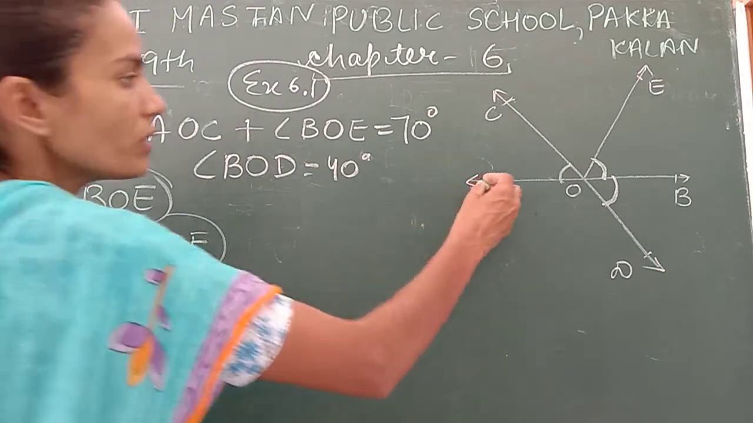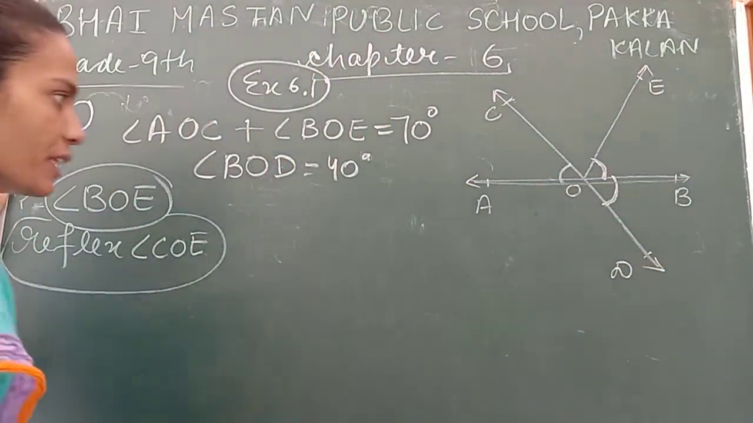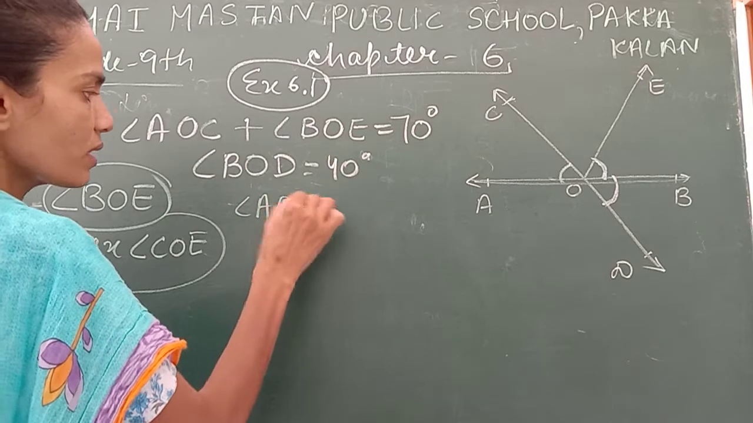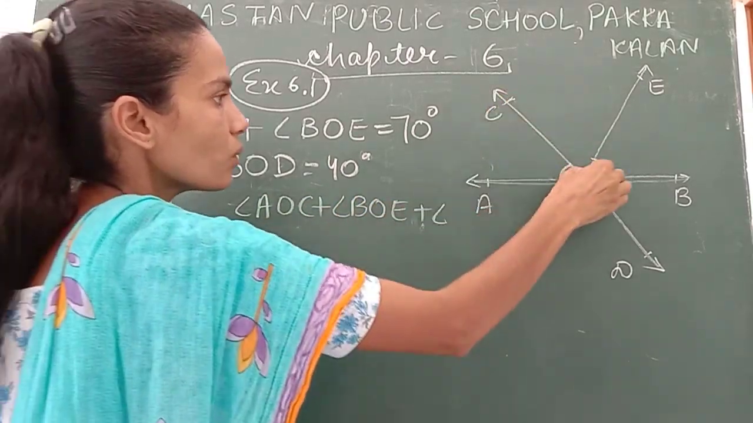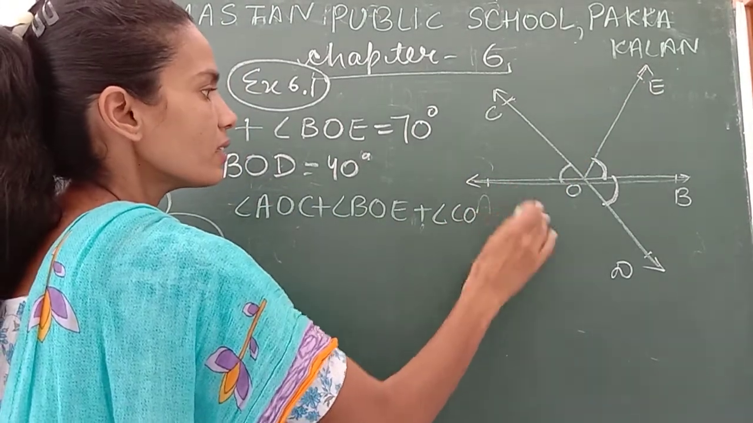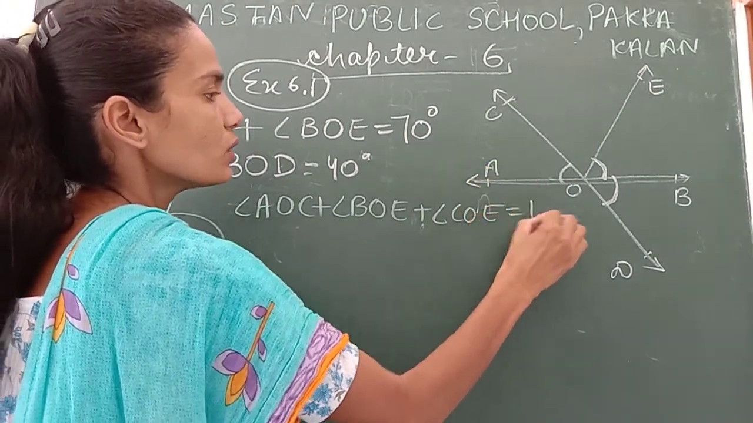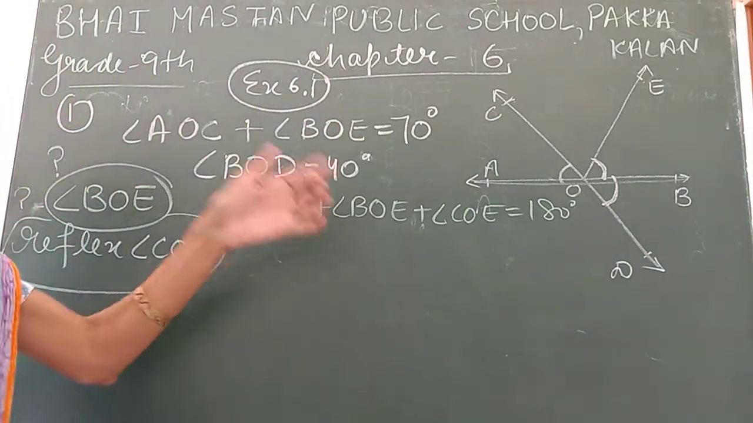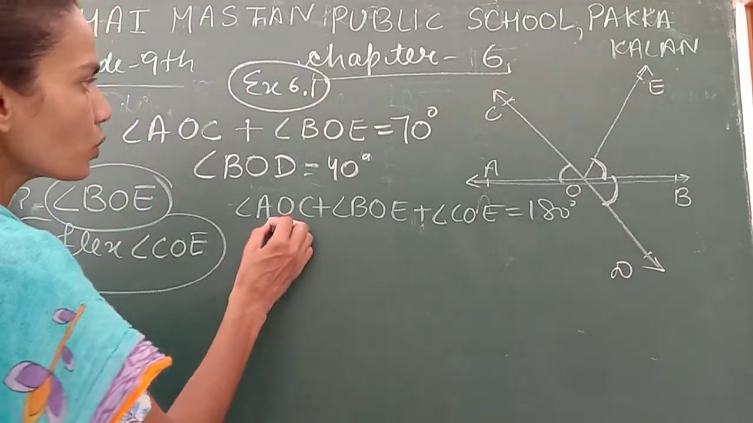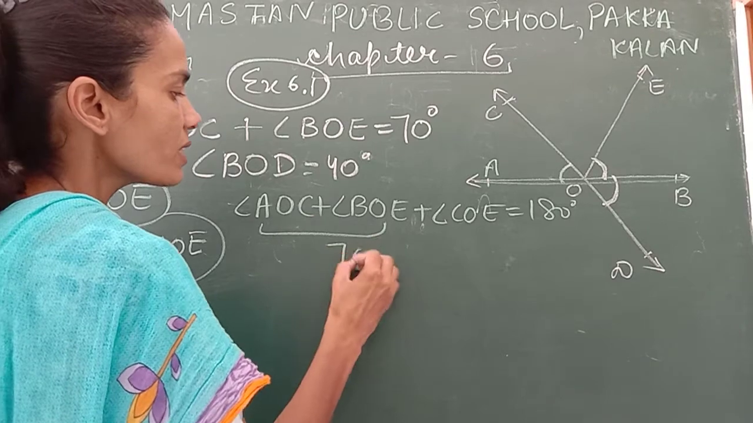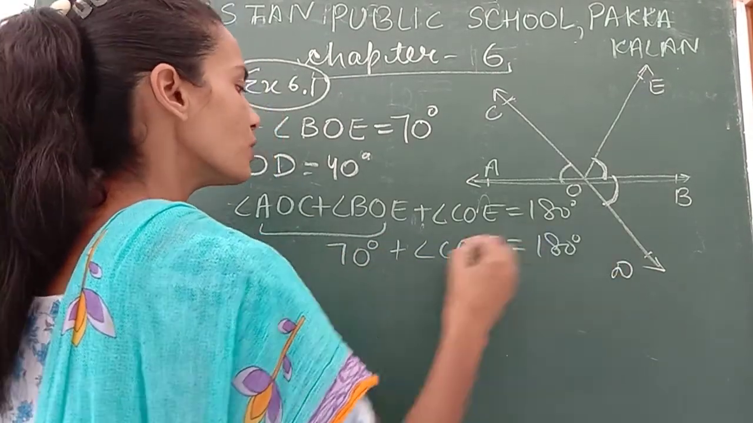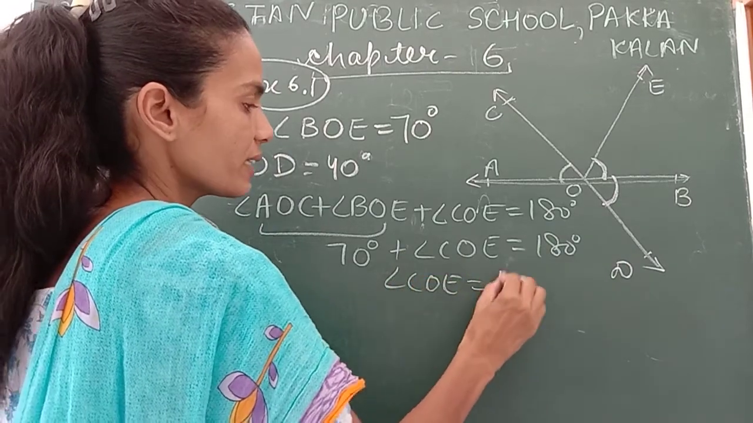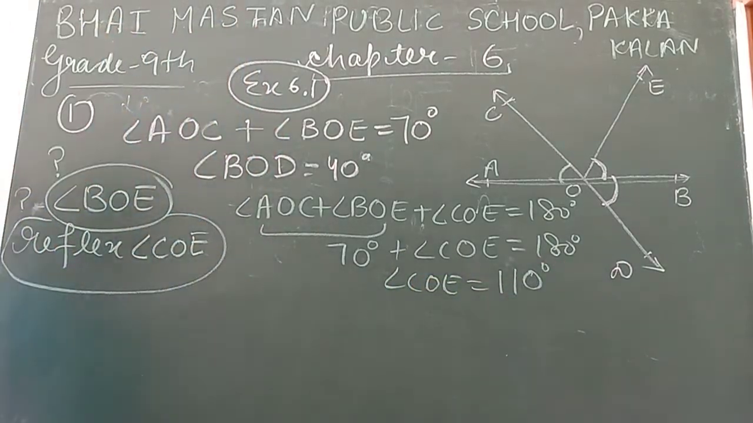Okay. So now we write that in AOB, angle AOC plus angle BOE plus angle COE is equal to 180. The reason is that this makes a linear pair. So AOC and BOE sum to 70 degrees. Angle COE is 180 minus 70. So what is the measure of angle COE? That is 110 degrees.